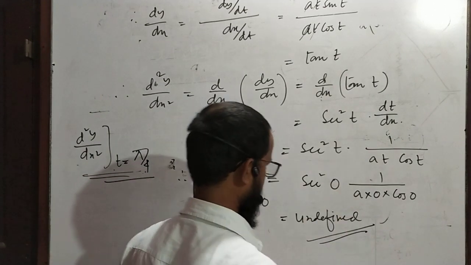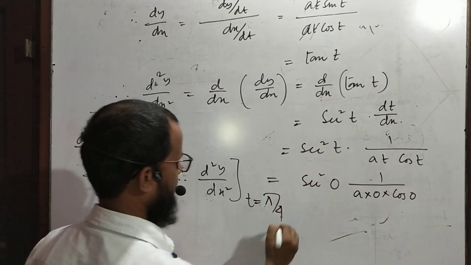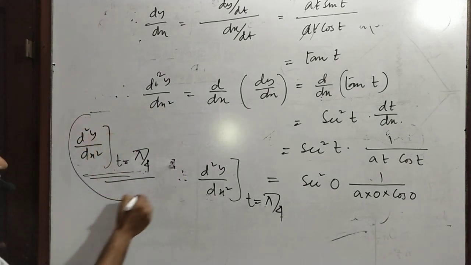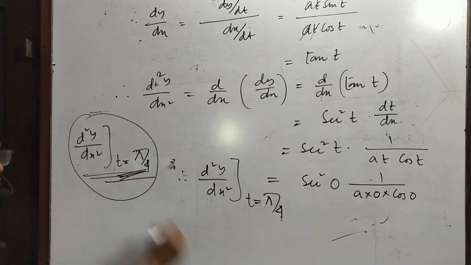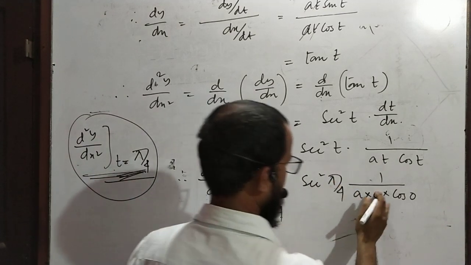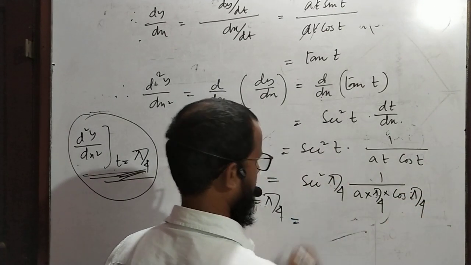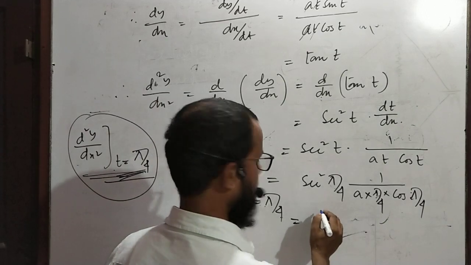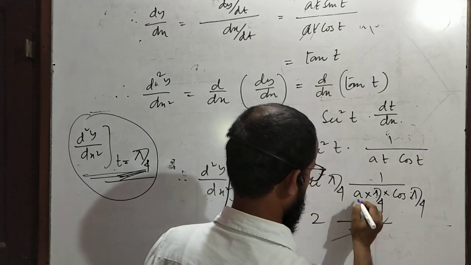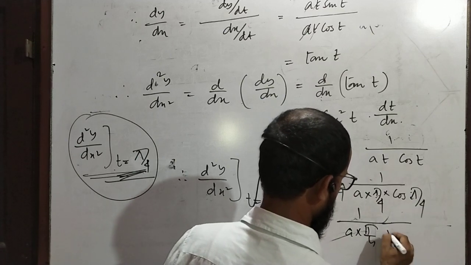So sec pi by 4. You can do this. If you write t equal to pi by 4, that will be best. So I hope you change this in your question to t equal to pi by 4, not t equal to pi by 2, not t equal to 0. Sec pi by 4 is equal to root 2. Root 2 whole square is equal to 2. And it is a into pi by 4, and cos pi by 4 is equal to 1 by root 2.